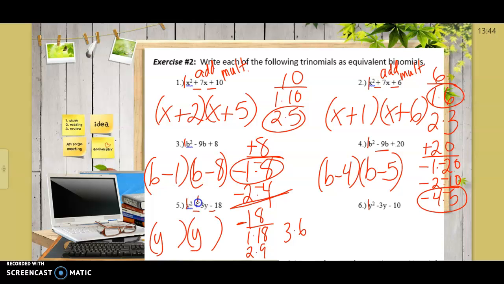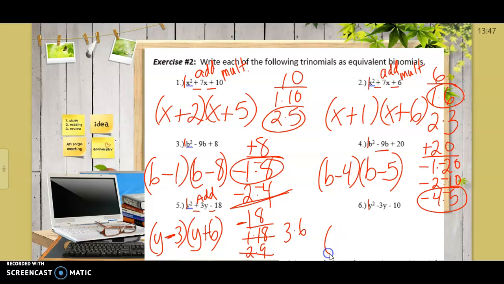We're trying to add to 3. Okay, 1 and 18, not going to do it. 2 and 9 can give you 11, can give you 7, but can't give you 3. So it's got to be 3 with 6. But here's where you have to be careful. It's a positive when you add it, negative when you multiply. So which one gets the positive and which one gets the negative? Bigger number is going to get the positive because it adds the positive. Smaller number gets your negative. Boom. All right. Go ahead, try the last one on your own. I'll be around to help anybody out if you got questions.